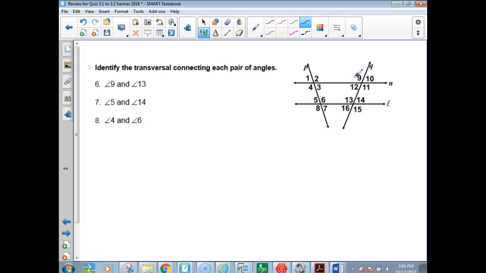All right, let's identify the transversal. Now the question is simply, what line is the transversal? If you're looking at 9 and 13, what's the transversal line? It's the one that cuts through the other two, line Q. For 5 and 14, it's line L. And they're not congruent because those lines aren't parallel. P and Q aren't parallel. And for 4 and 6, it's going to be line P.